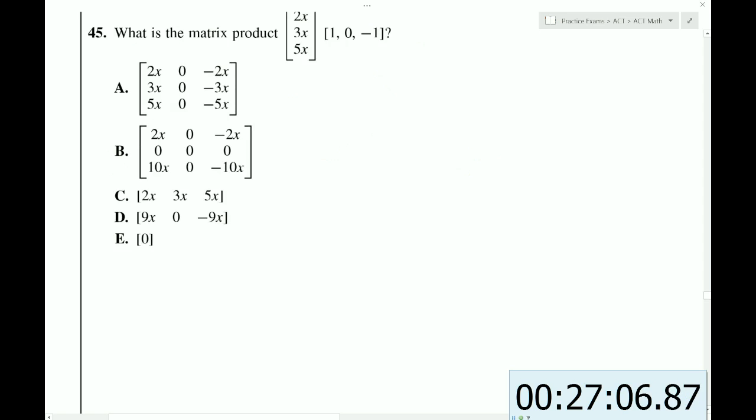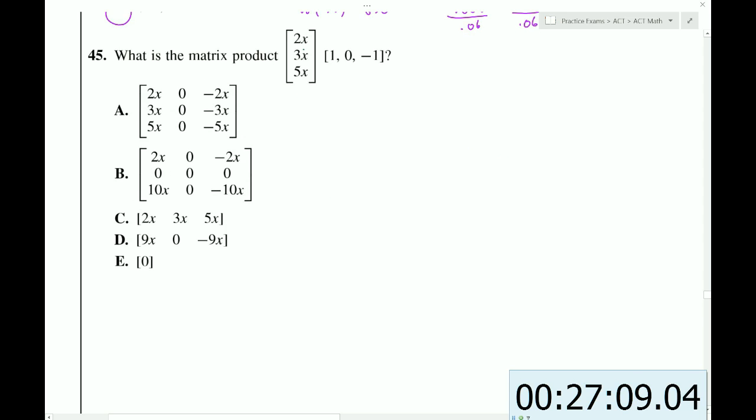What is the matrix product of this? Okay, well, this is 3 rows by 1 column. This is 1 column by 3 rows, so we expect the answer to be a 3 by 3. So already, if you know that much, we're in this scenario here. Now, we do the first row times the first column, we get 2x. We do the second row times the first column, we get 3x. So it's choice A.